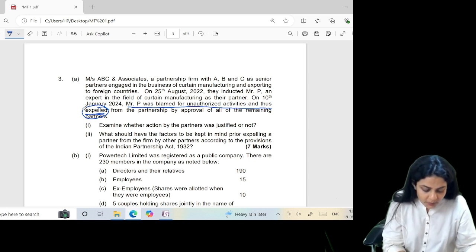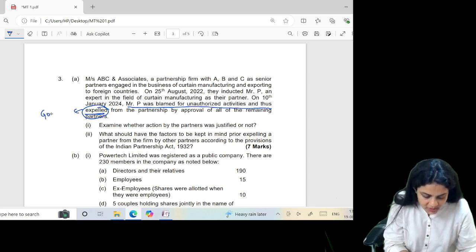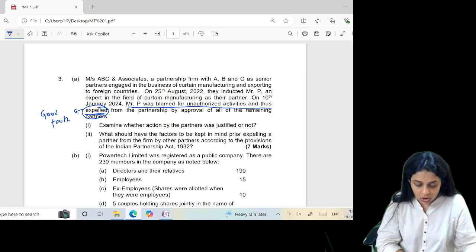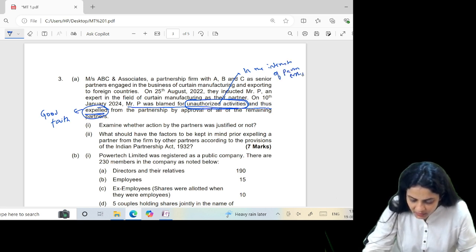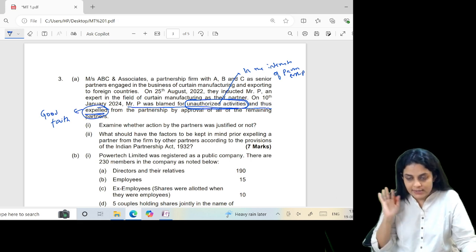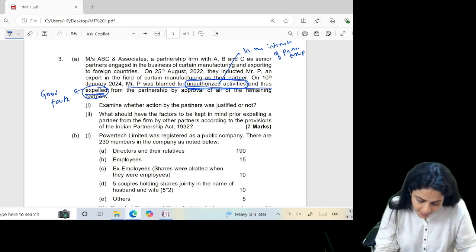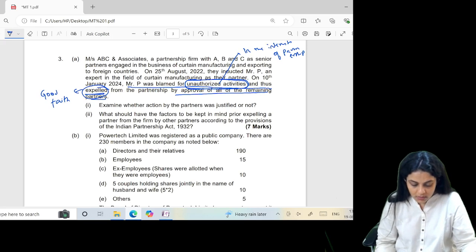So, for expulsion, the provision is expulsion. The most important is what? Good faith. Correct or not? He was engaged in unauthorized activities. That means I can say the expulsion is in the interest of the partnership. But obviously, for expulsion, we need three things. One thing is the approval of all of the remaining partners.